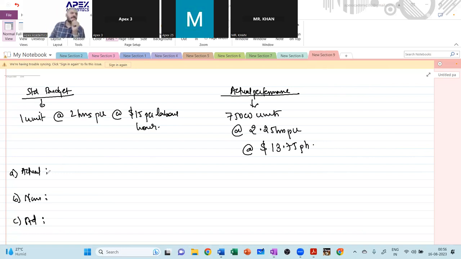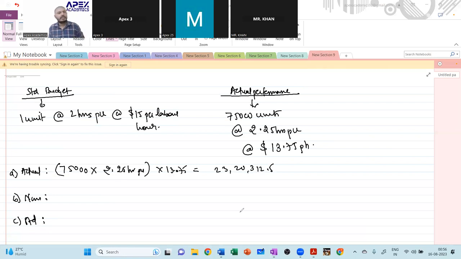Okay, let's do actual first. Actual is actual into actual, everything actual. Correct? How many units? 75,000, taking 2.25 hours per unit at the rate of 13.75. What will happen? 75,000 multiplied by 2.25 multiplied by 13.75. What is your answer? 23,20,312.5. Correct? This is your answer.